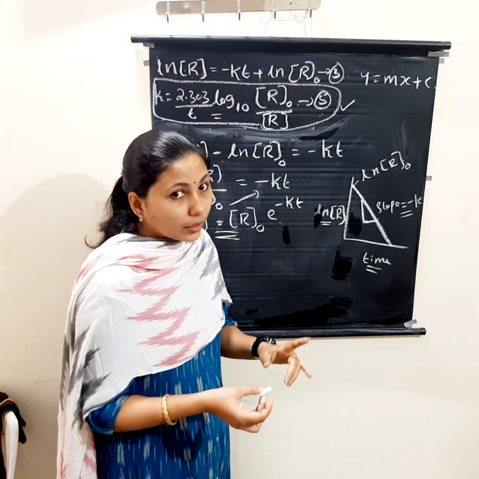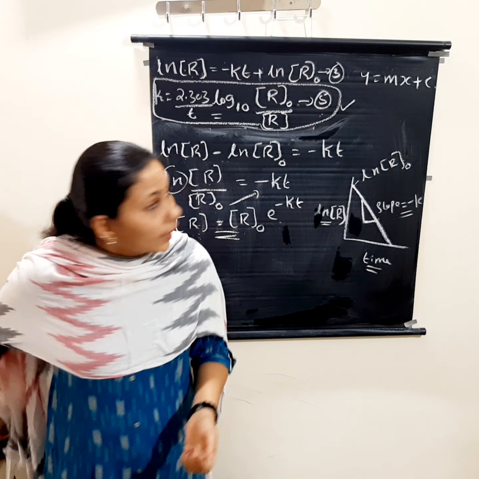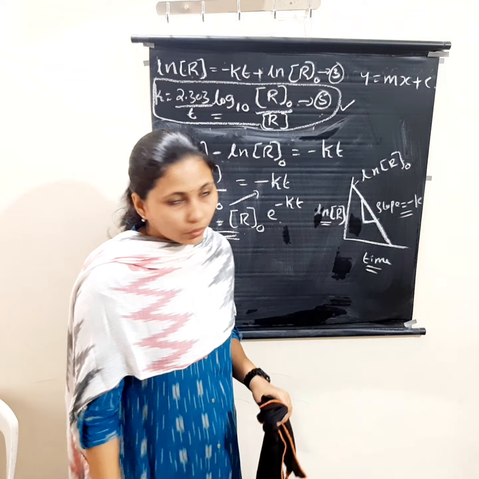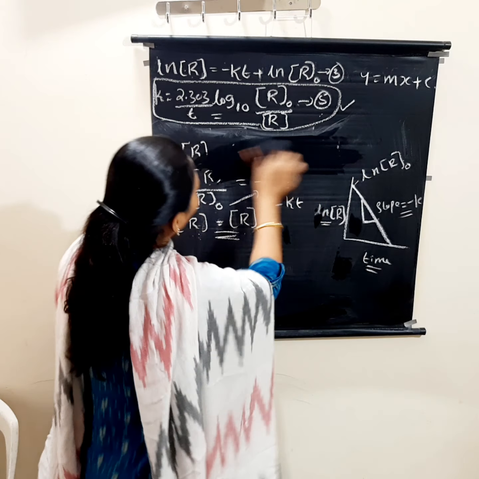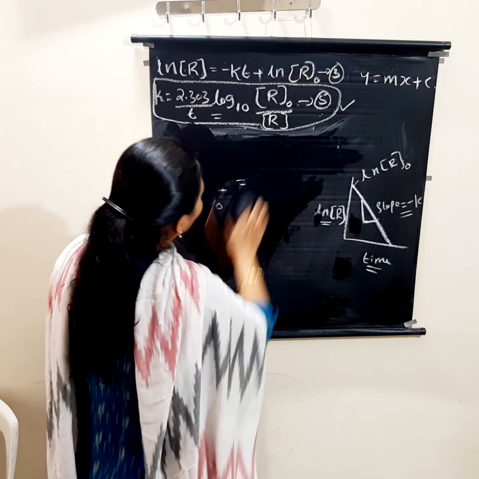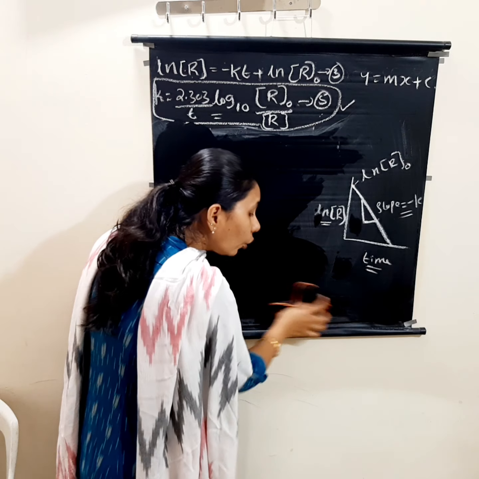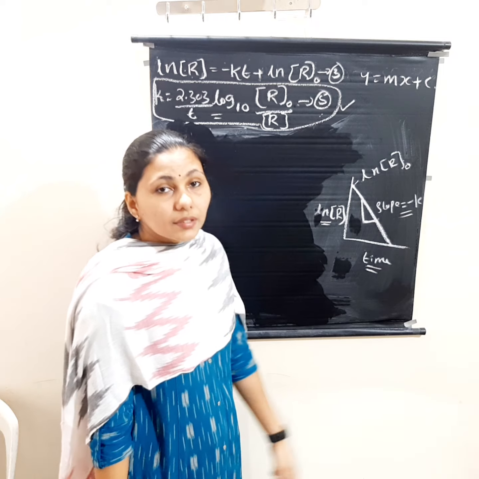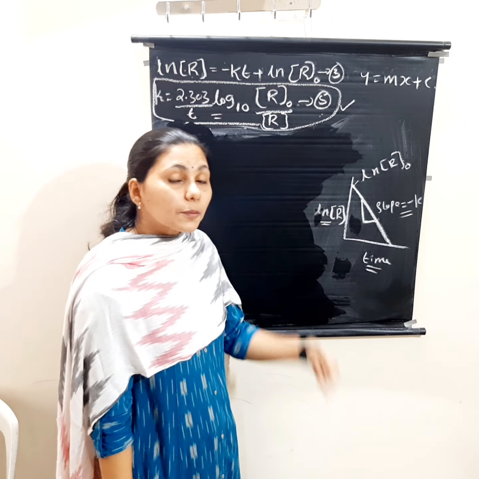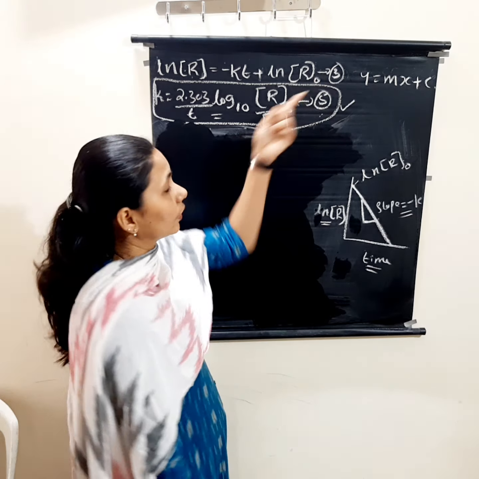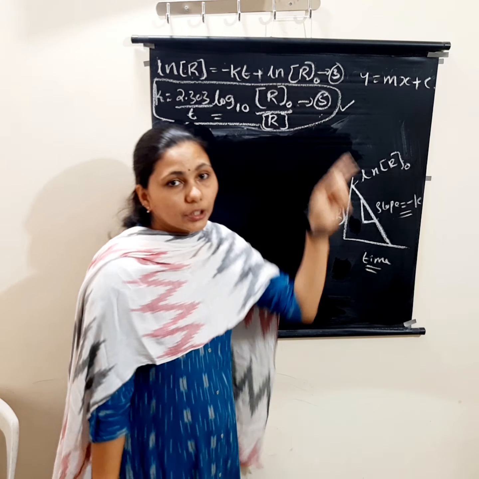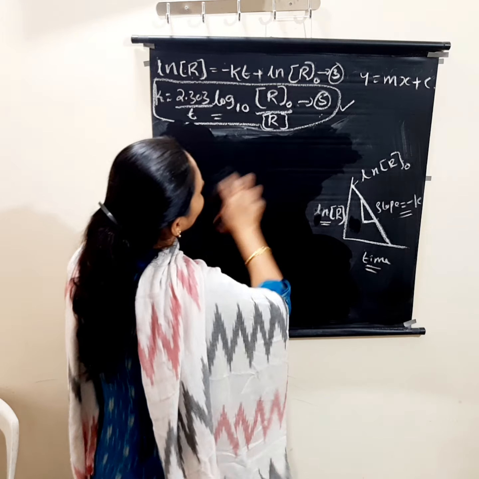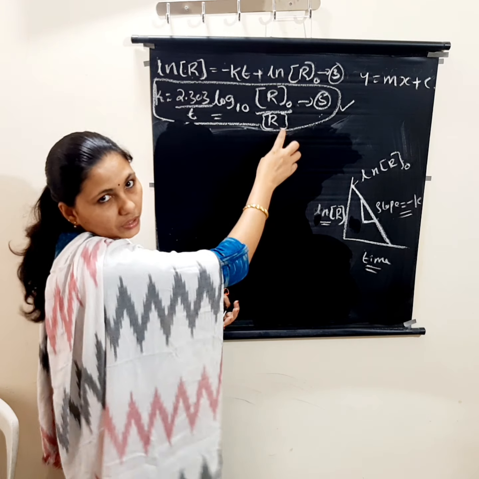One more graph is there, from equation 5. The first one is from equation 3. So one more graph is there from equation 5. You have to learn both, because they can ask to draw the graph, which means you have to draw both. Or if they are asking to draw the graph based on the ln R equals minus kt equation, you have to draw this one. Then one more graph is there based on equation 5. This is our equation 5 now.